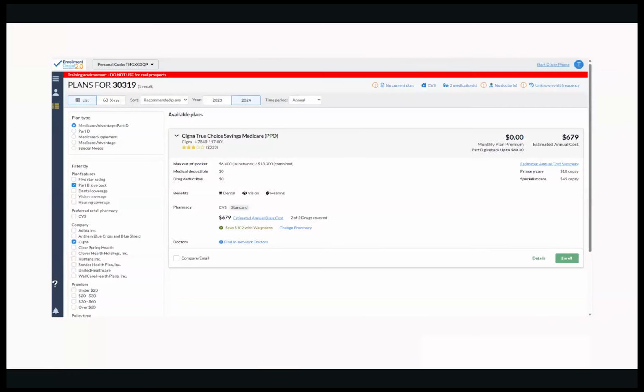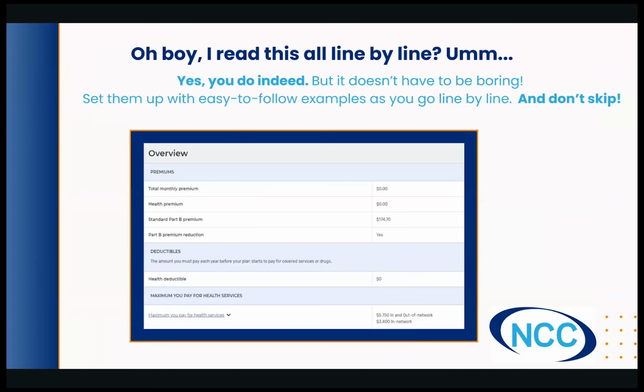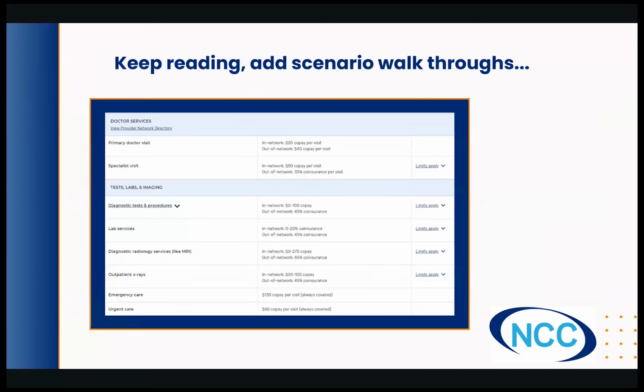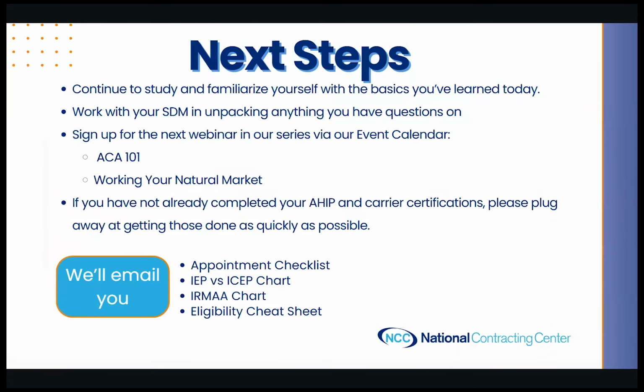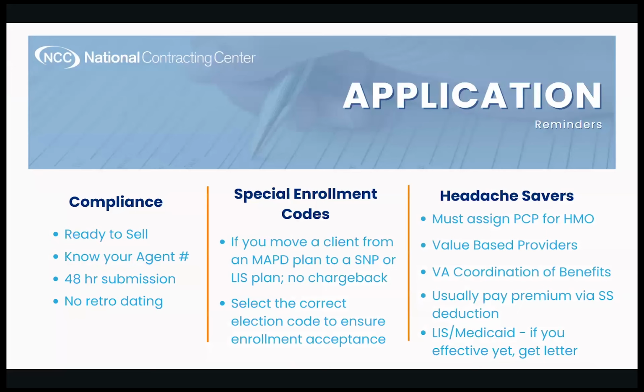I'm going to skip through all this because these are just slides showing what Enrollment Central looks like when you're quoting. Again, I encourage you to make sure that you go through your whole entire summary of benefits and you get familiar with your quoting platforms. So let's plop through this stuff real quick. Just a few application reminders.